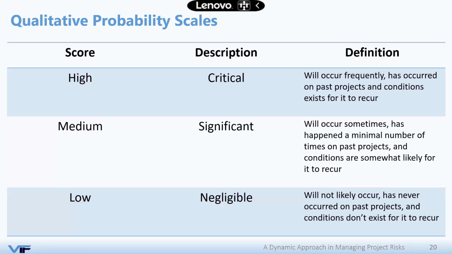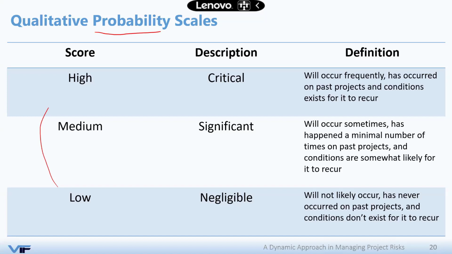So the first step in a qualitative, you need to agree with the project team members and the stakeholders on the scale. The most common and frequently used scale is a 3-point scale, low, medium, and high. So you need to agree on a probability scale and then on an impact scale. Why is this qualitative? Because there are no numbers.